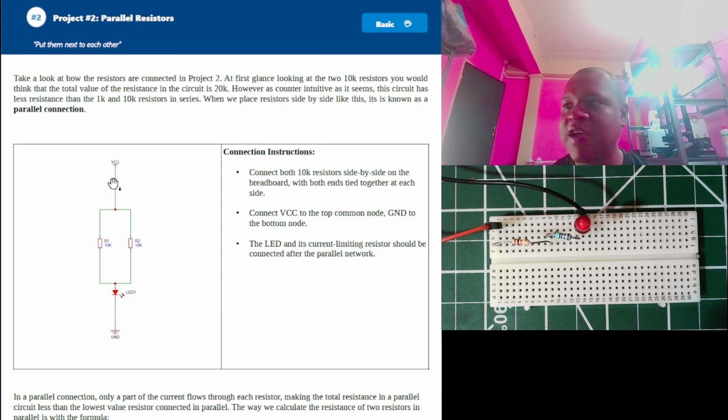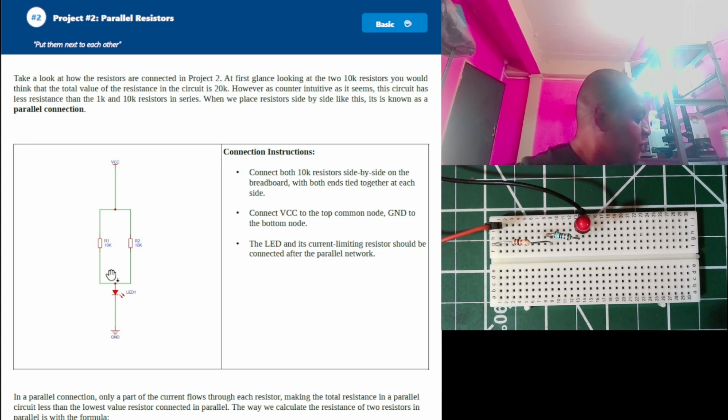We could also look at resistors in parallel. Now, when you look at resistors in parallel, if you're not familiar, you'll think at first glance, well, the total resistance in the circuit is 20K. However, as counterintuitive as it seems, this circuit actually has less resistance than the 1K and the 10K resistors in series. When you put resistors side by side like this, it's known as a parallel connection. In a parallel connection, the resulting resistance is R1 times R2 divided by R1 plus R2. So if we have two 10K resistors, the resulting resistance will be 10 times 10 divided by 10 plus 10, which is 100 divided by 20, which is 5.